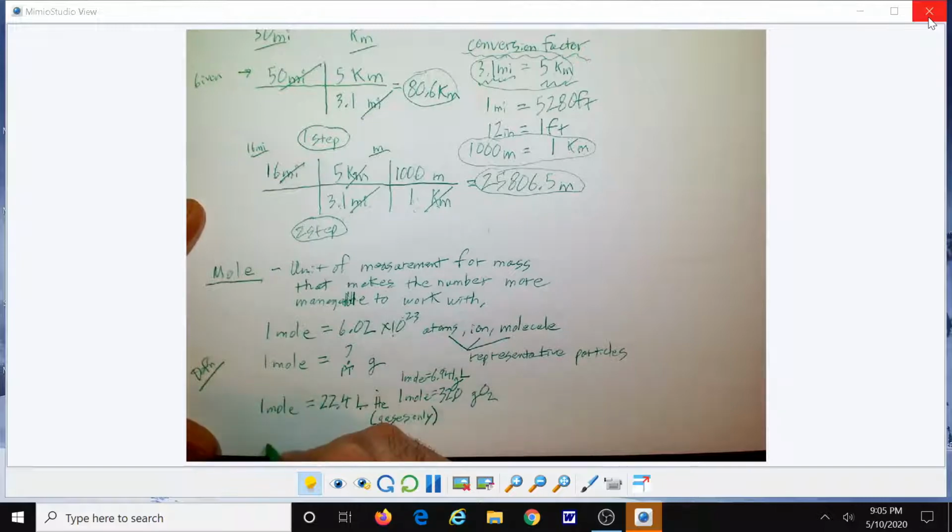And another one is, I call it X mole, Y mole. And what that has to deal with, it's not a very good looking Y, is a balanced equation.